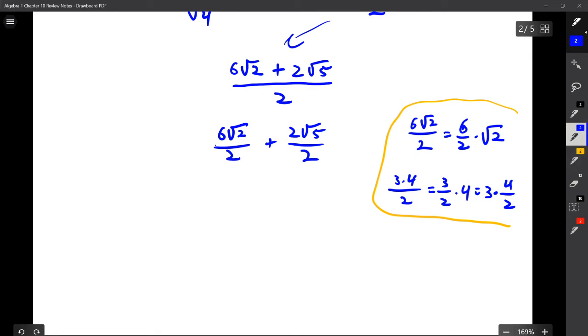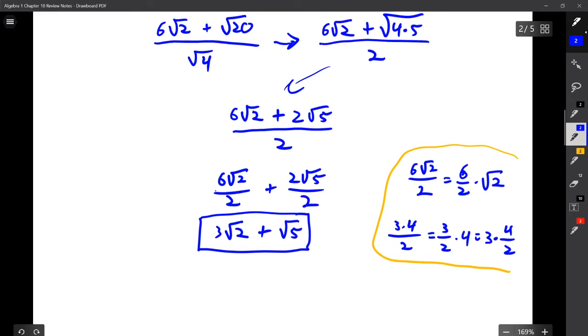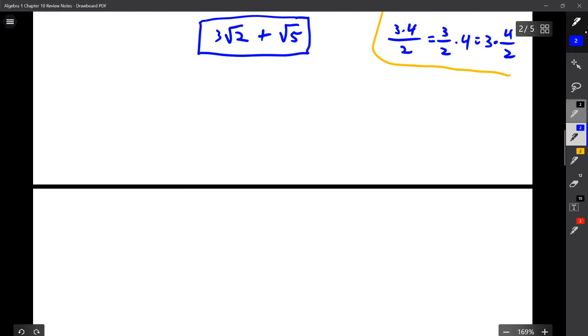All right, so all that to say that 6 root 2 over 2 simplifies to 3 root 2, and then we get a plus 1 root 5, or just plus root 5. And that is my final answer there. Made that last chunk too big. That last line cut into my previous line. Okay, that was number 4. Number 5.